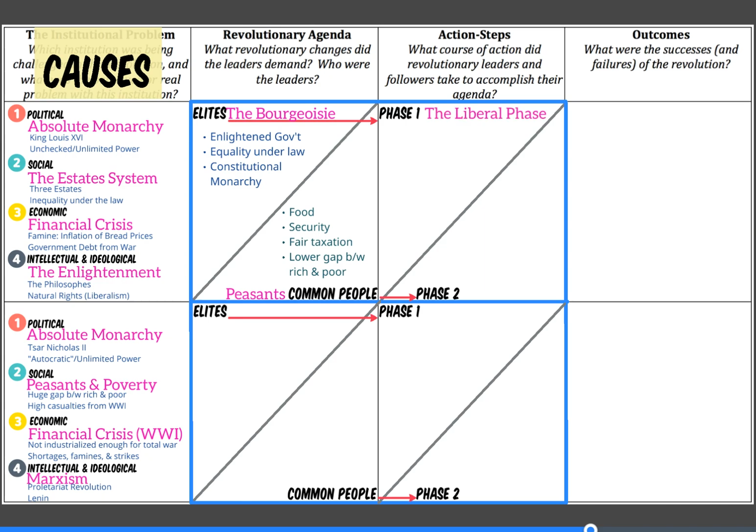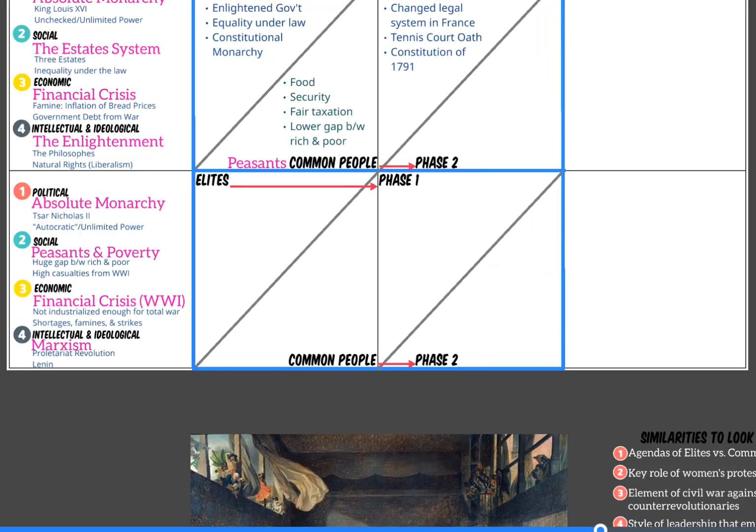So the first phase of the revolution reflects the interests of those elite bourgeoisie, and we call it the liberal phase. And the liberal phase changed the legal system of France to make it a constitutional monarchy and to make everyone equal under the law. You might remember that this started with the tennis court oath. King Louis XVI called all the members of the Estates General and the three estates together, but they couldn't agree on what to do about taxation. So members of the Third Estate left that meeting and declared that they would meet until they wrote a constitution for France, which they did, the Constitution of 1791.